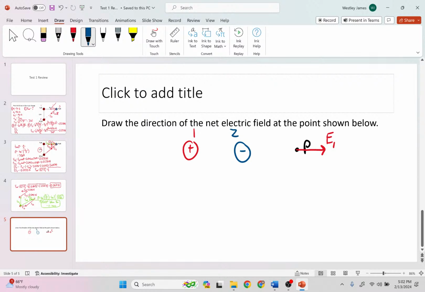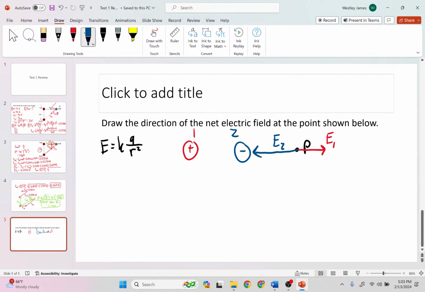So we remember we're not going to do any math here, so I'm about to show you some math, but we're not going to actually use this math. E equals KQ over R squared. The closer you are, the smaller the R, the bigger the field. So the electric field two is bigger. It points towards the negative charge and it is bigger.